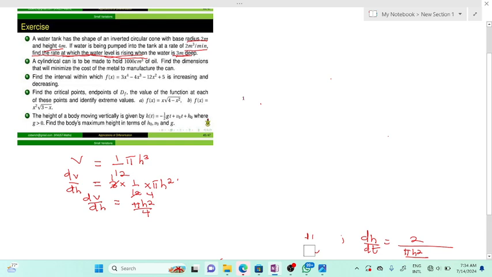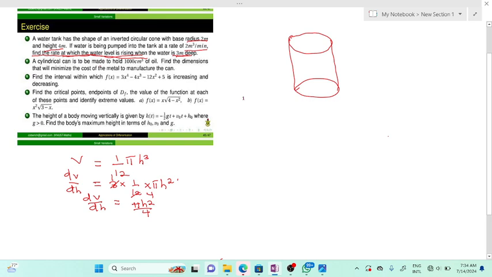So a cylindrical can, you want to make a cylindrical can. This is a cylindrical can. It should be made to hold 1000 centimeter cube of oil, so the volume that it should contain is 1000 centimeter cube. Find the dimensions that will minimize the cost of the metal to manufacture the can.